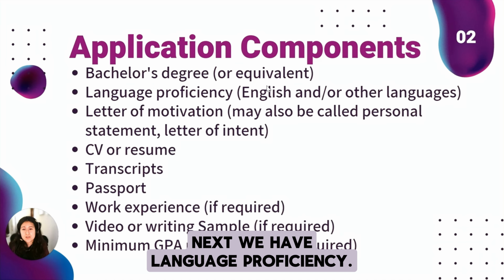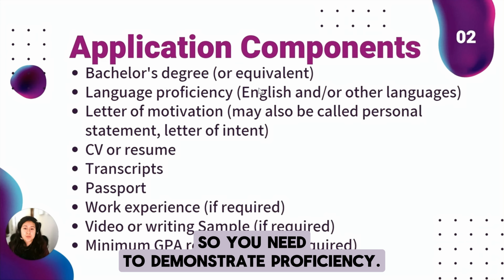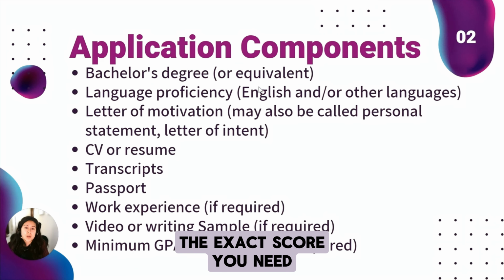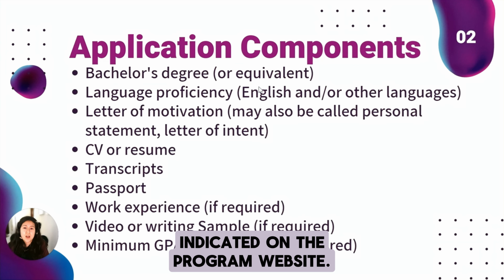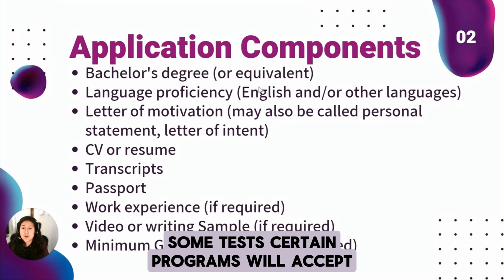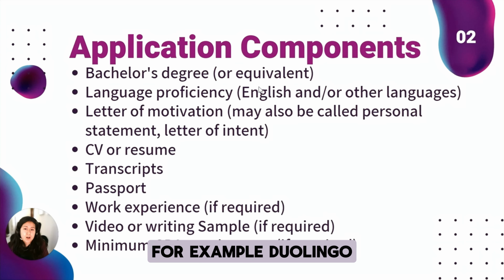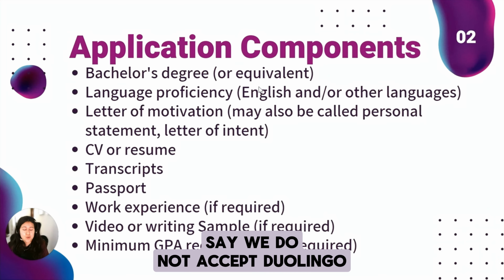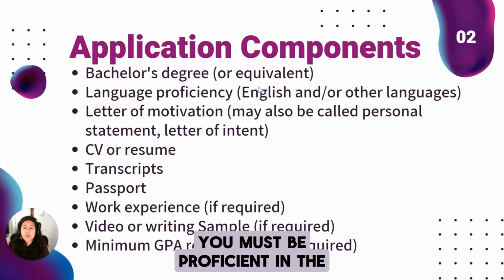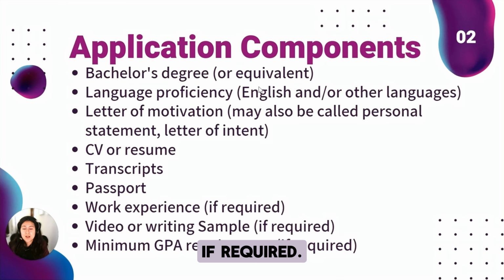Next, we have language proficiency. Most programs are taught in English, so you need to demonstrate proficiency. The exact score you need and the valid tests will be indicated on the program website. Some tests certain programs will accept, while others they are not accepted. For example, Duolingo. This is sometimes accepted by certain programs, but I have seen other programs say we do not accept Duolingo. As well, you must be proficient in the languages suitable for the chosen study pathway if required.